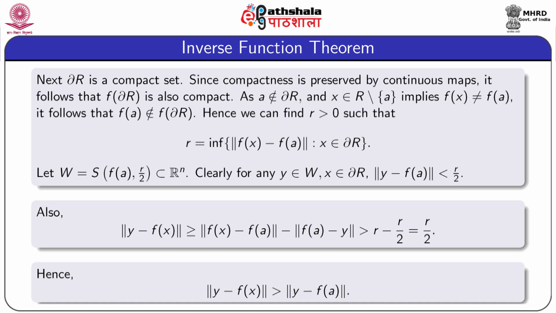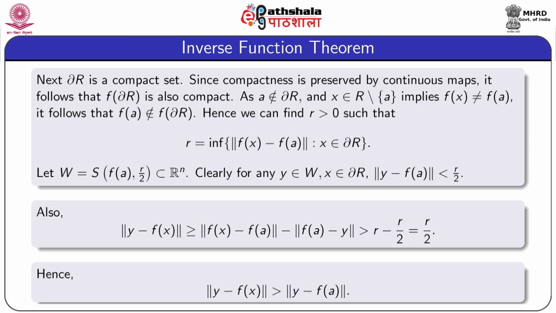Now, the boundary of R is a compact set. Since compactness is preserved by continuous maps, it follows that f of ∂R is also compact. Now, A was an interior point of the set R, so it is not a point of the boundary of R, and x is from the set R with the point A deleted implies f(x) is not equal to f(A). It follows that f(A) is not in f(∂R). Hence, we can find a positive small r satisfying r equal to the infimum of the norm of f(x) minus f(A), where x is from ∂R.